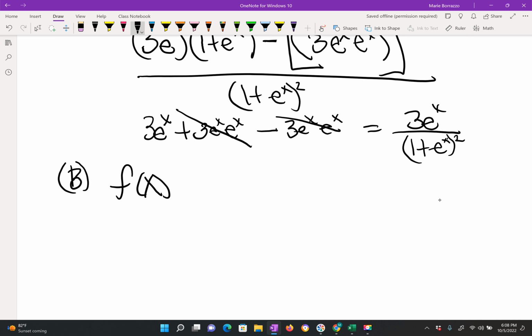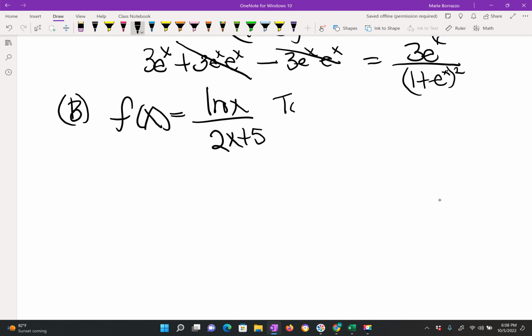All right, so we're gonna find the first derivative of f of x equal to natural log x over 2x plus 5. Okay, so once again, we're gonna start with that notation, right? This is our t of x, this is our b of x. So I'm gonna start with natural log x here and 2x plus 5 here. The derivative of natural log is 1 over x, the derivative of 2x plus 5 is simply the 2.